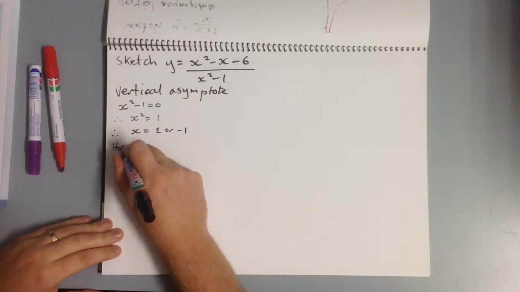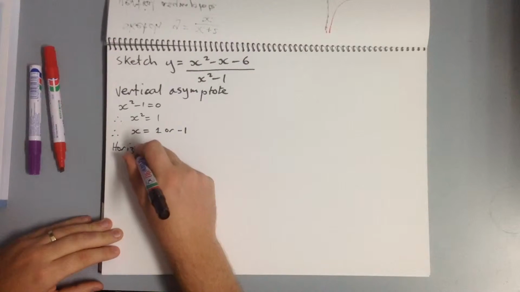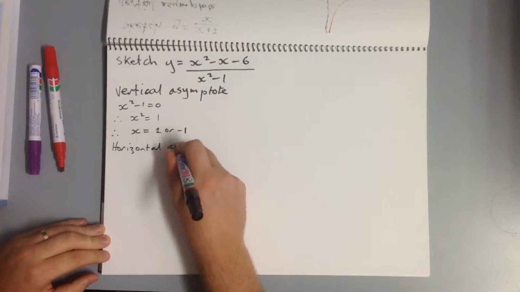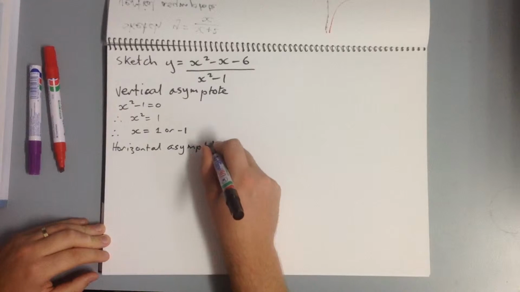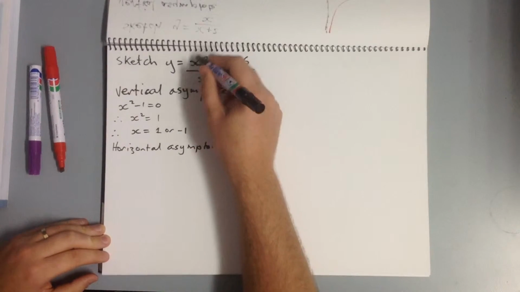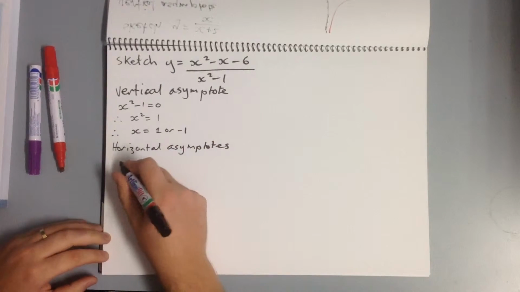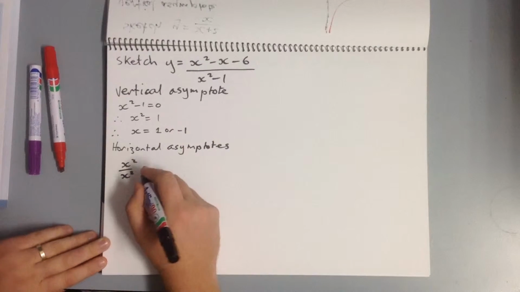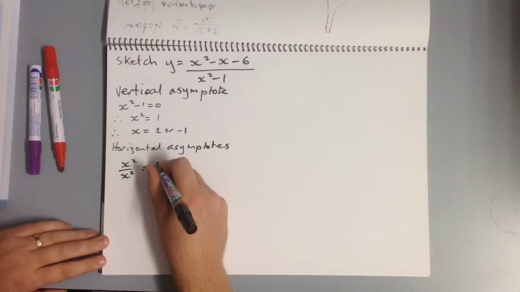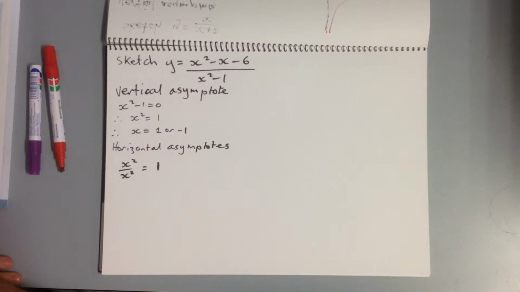Then we need to look at our horizontal asymptotes. So remember, for our horizontal asymptotes, we only need to look at the first term of each line. So we say, well, what's x squared over x squared? Well, again, that equals 1. So we've got a horizontal asymptote at 1.